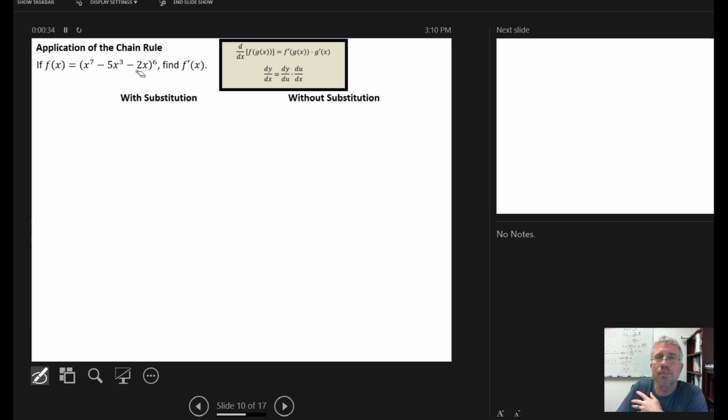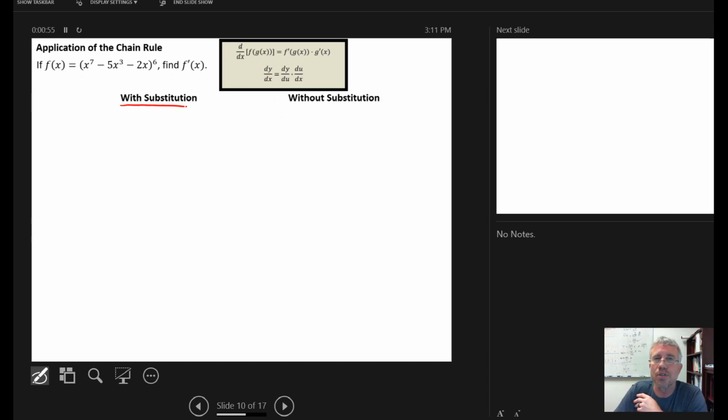So this is an example of function composition again. So the inner function is x to the 7th minus 5x cubed minus 2x, and the outer function is x to the 6th, the function that's sitting there. So there's two ways that we can tackle this. We can do it with and without substitution.